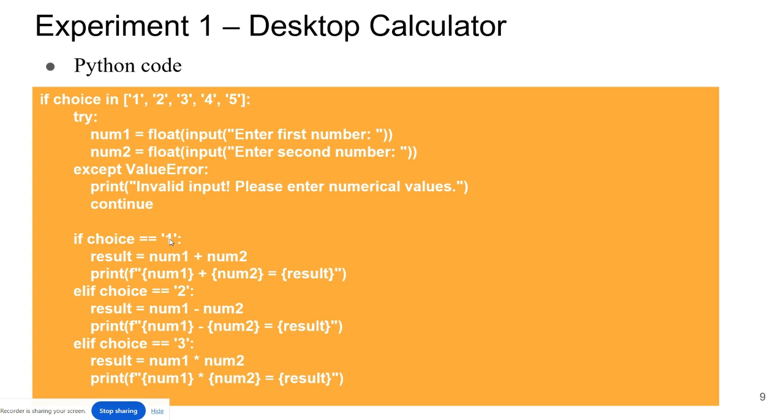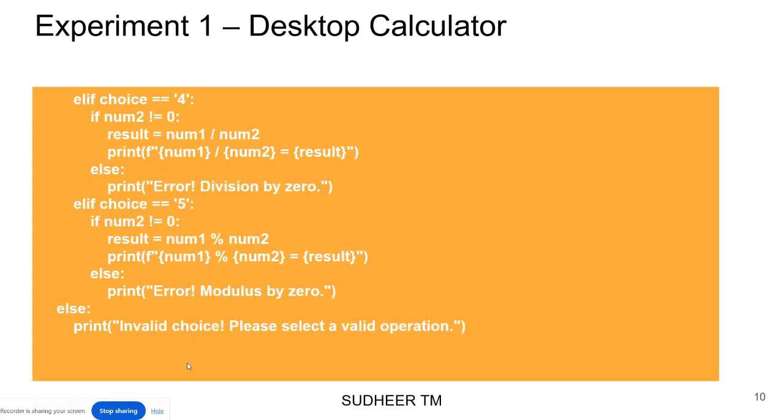Okay, so if choice is not 1, it will check whether the choice is 2. If choice is 2, it will perform the subtraction and show the result of subtraction operation. If choice is not 2, check 3. If 3, perform the multiplication and show the result. Else if choice is 4, check num2 not equal to 0. We need to check the second number is not 0 and check here. That is what here not equal to.